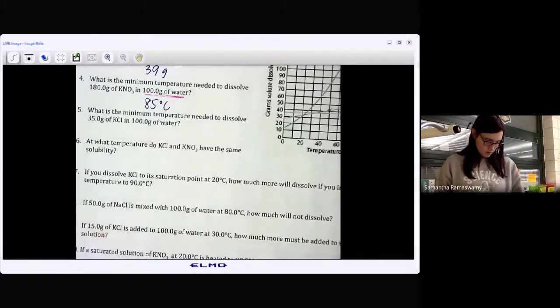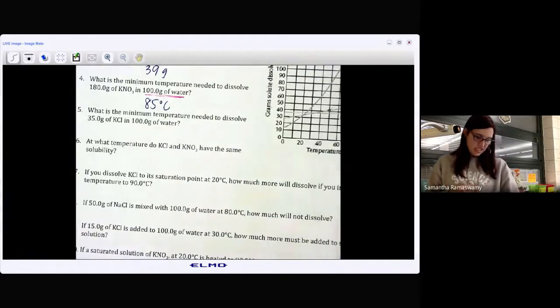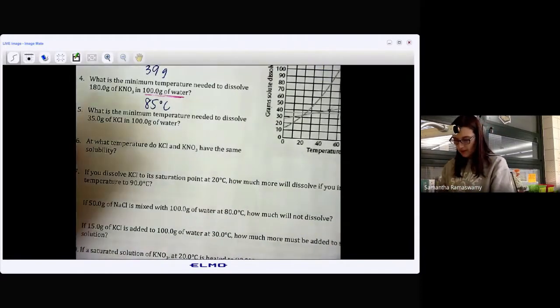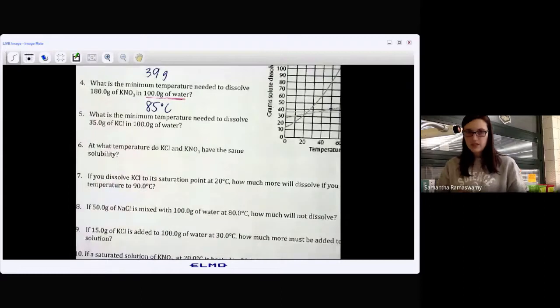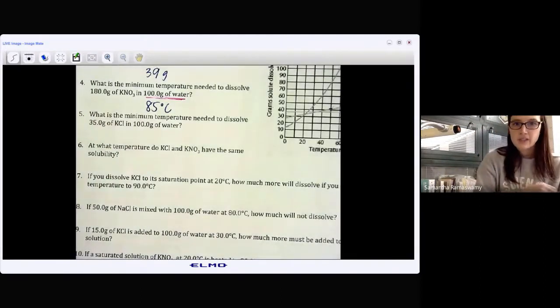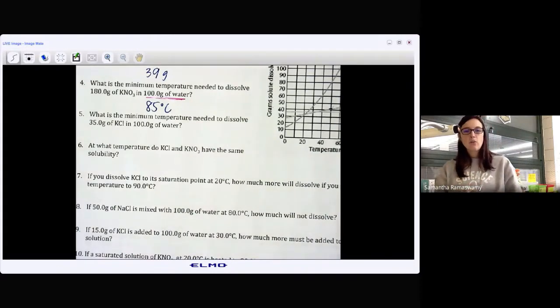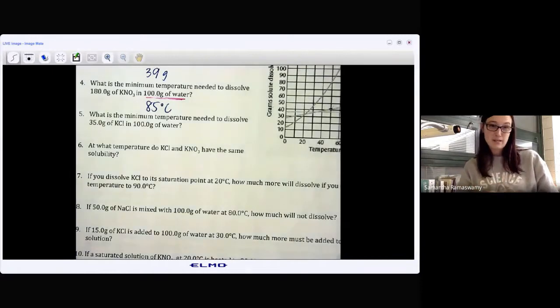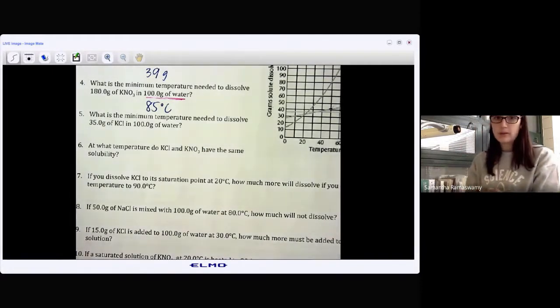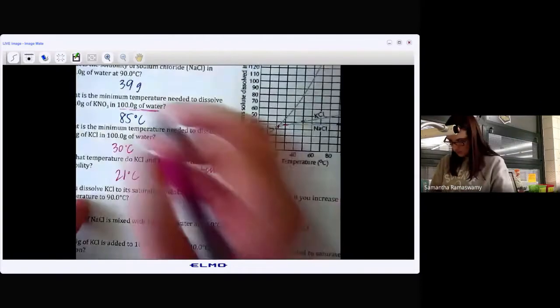I want you to see if you can do 5 and 6. Take just a minute. Number 5 is going to be just like number 4. But for number 6, I want to know at what temperature KCl and KNO3 have the same solubility. So really I want to know where the curves meet. Try 5 and 6. I'll do it up here as well, just not talking.